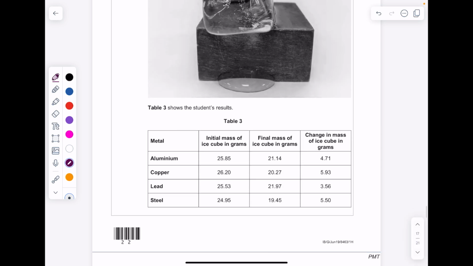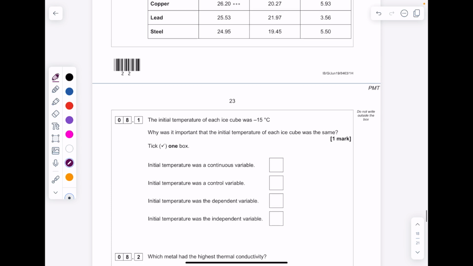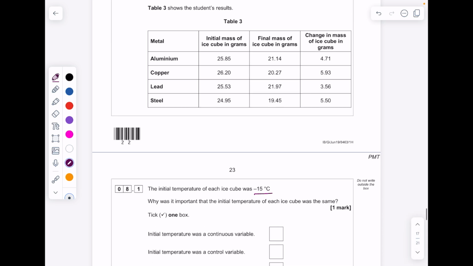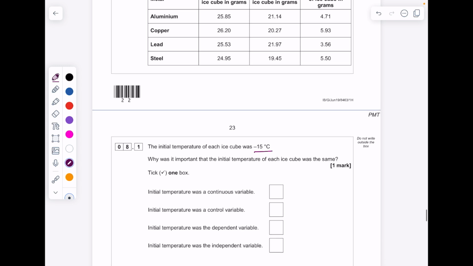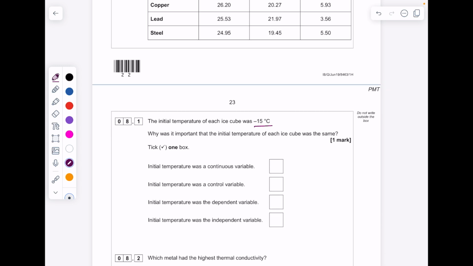Table 3 shows the students' results. The initial temperature of each ice cube was minus 15 degrees Celsius. Why was it important that the initial temperature of each ice cube was the same? Obviously, we need the starting temperatures to be the same because we're going to have an independent variable, which is the type of metal that the ice cube is placed on. So clearly, the initial temperature is a control variable.